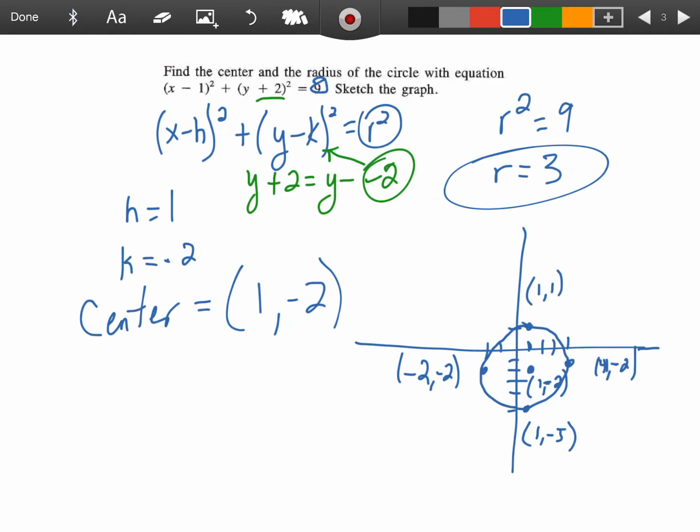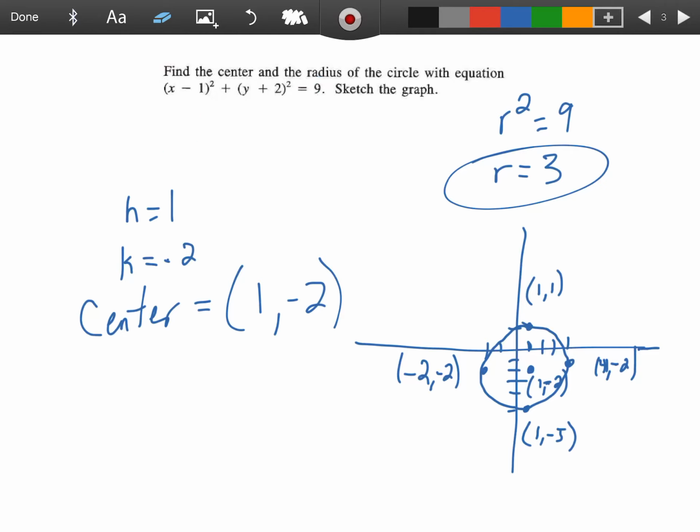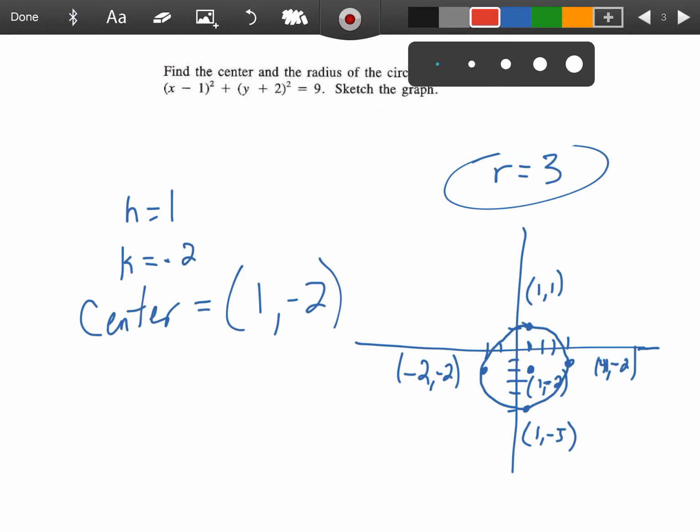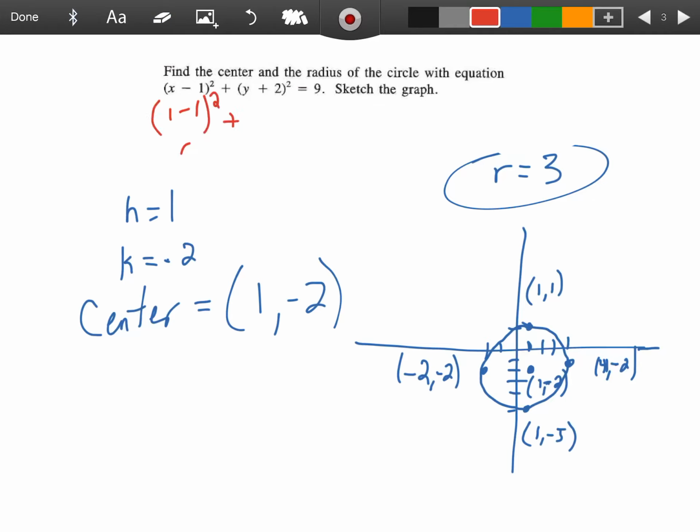But now what you might want to do to check and see if your points are right is you could always plug them in and see if it works. Plug in the point 1 comma 1. See if it works. 1 minus 1 squared. Okay, that's 0. Plus 1 plus 2 squared. Well, that's 3 squared. So plus 9. Yeah, that is equal to 9. And if you plug in those other points, it's also going to work. They're all going to work in this equation up here.